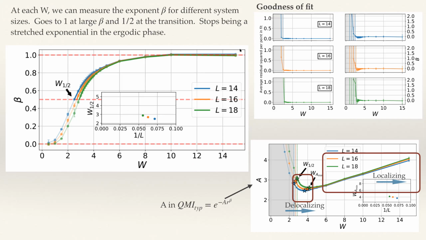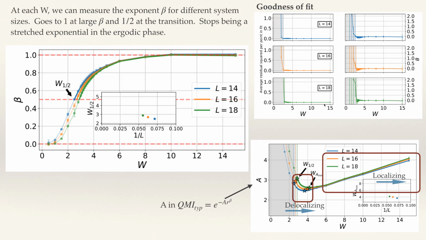And what we see is, deep in the MBL phase, it becomes just a plain old boring exponential decay, e to the minus r. As we approach the transition, we eventually get to the point where we hit the transition. And at that point, we get exactly e to the minus some coefficient times root r. And this happens very cleanly in the following sense. We get to the exponent of a half, and then exactly past the exponent of a half, the goodness of the fit essentially becomes 0.